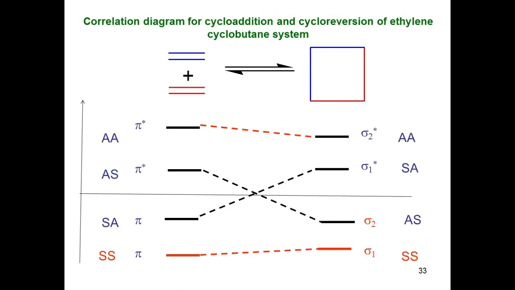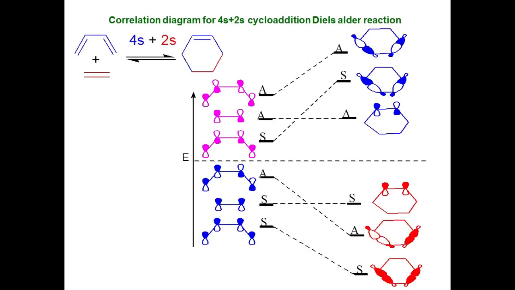So this is the correlation diagram for the cycloaddition and the cycloreversion of the ethylene-cyclobutane system. This is for the ring closure: SS and AS and SA and AA, and oppositely SS and SA and AS and AA. So this is for the cyclobutane system in the cycloreversion of the ethylene reactions, whether photochemical or thermal.